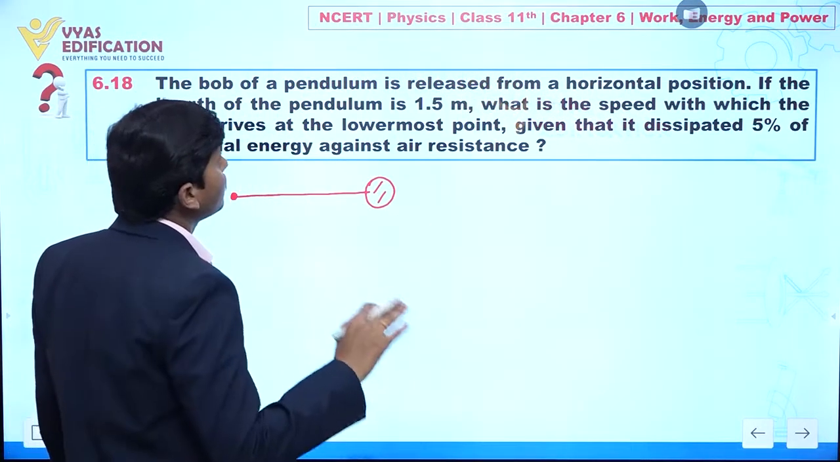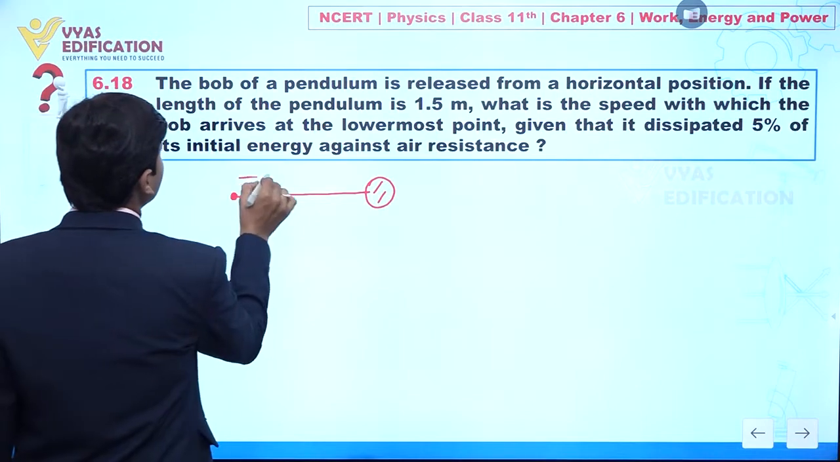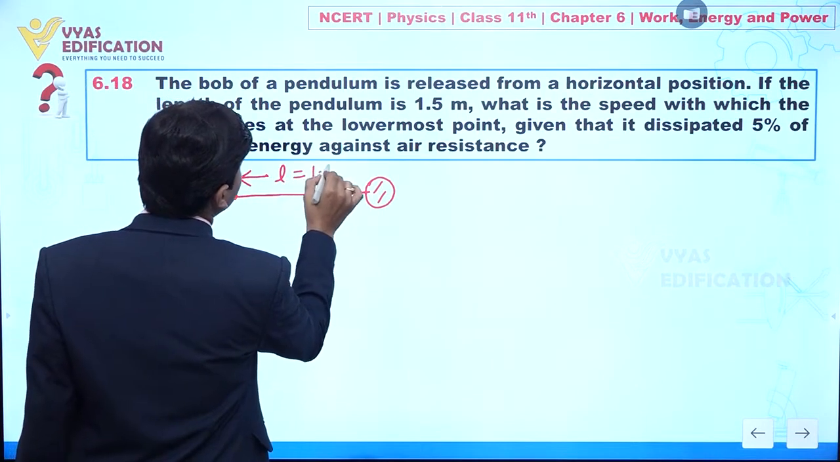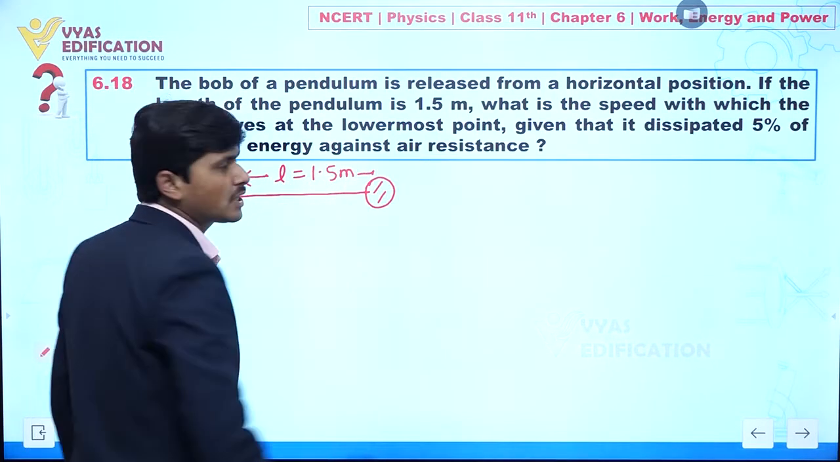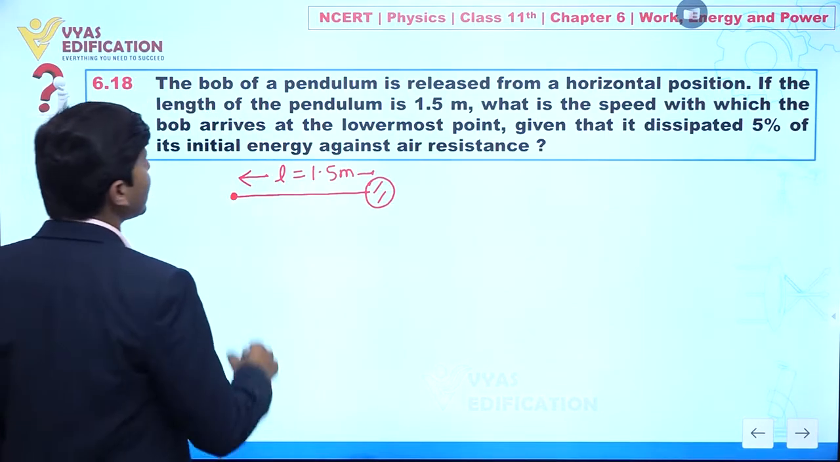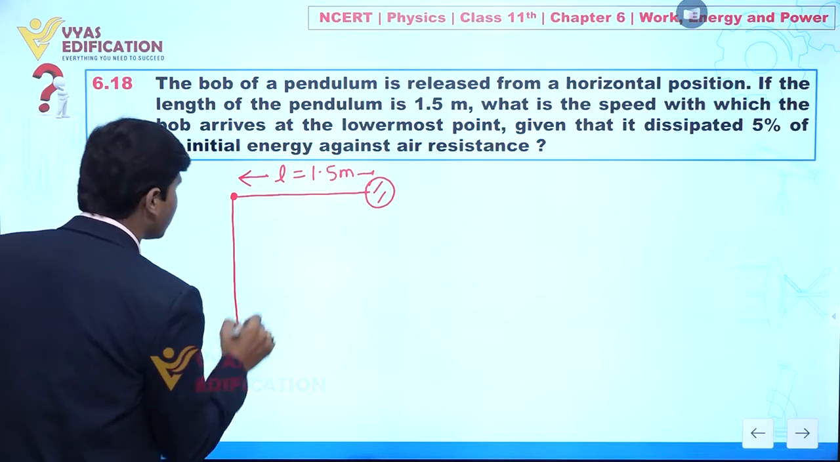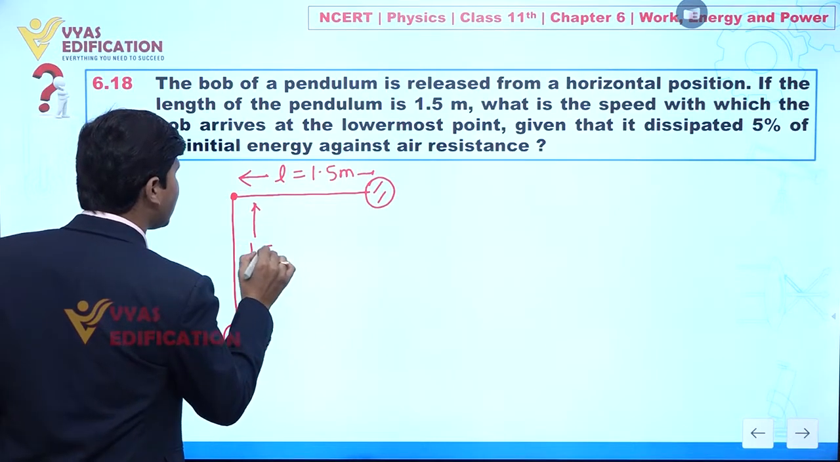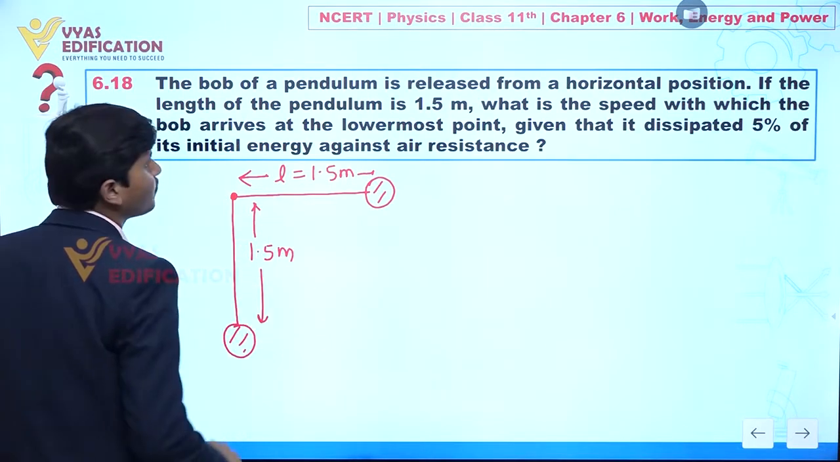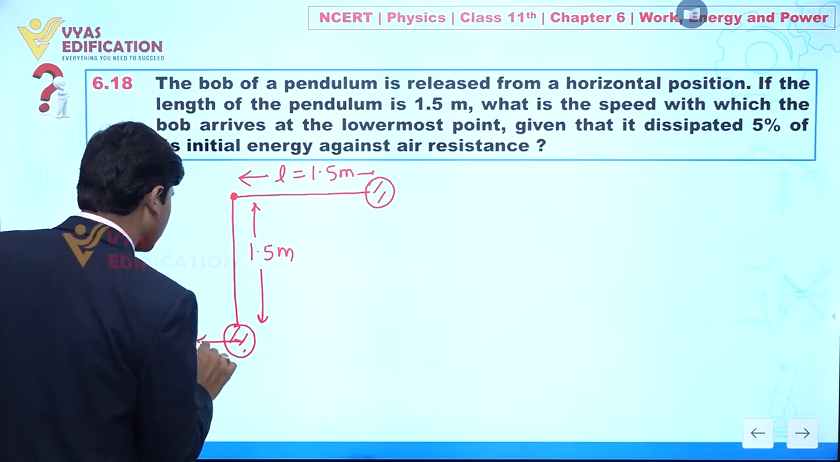If the length of the pendulum is 1.5 meter, what is the speed with which the bob arrives at the lowermost point? So let's suppose after some time it reaches this point. Definitely we have this length of 1.5 meter, and we have to calculate the speed v.